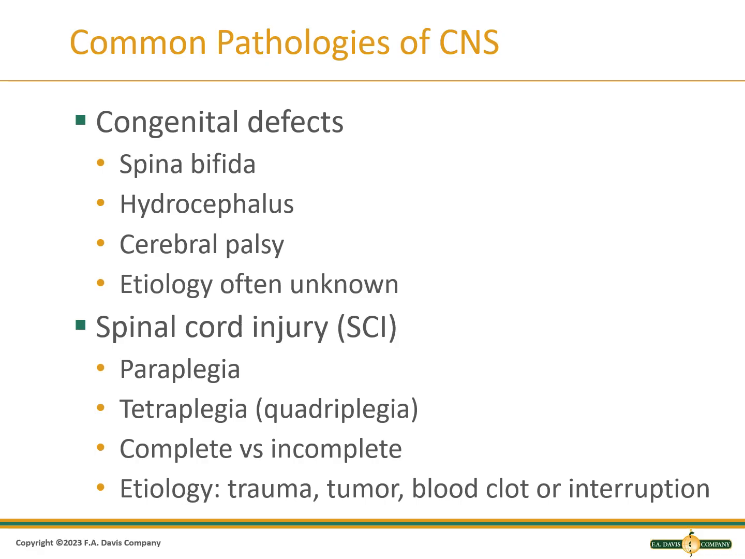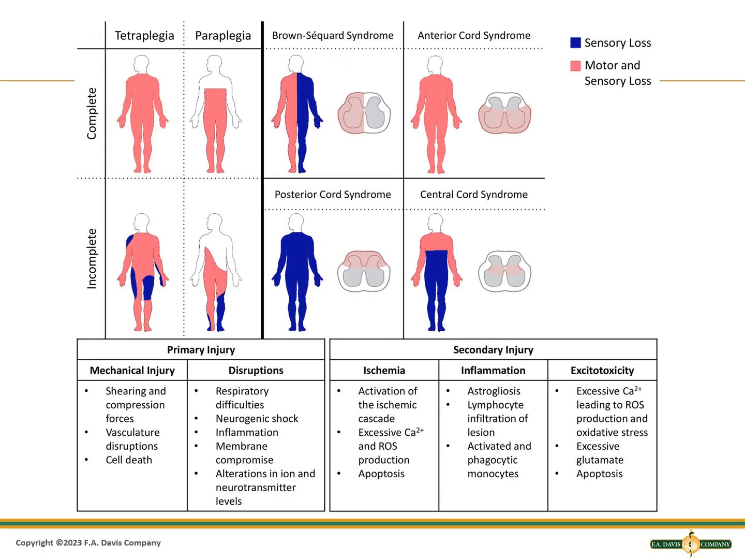Spinal cord injury is an acquired injury that can cause different presentations, such as paraplegia, which involves the trunk and legs, and tetraplegia, which involves the trunk, legs, and arms. Presentations are going to vary depending on the location of the injury and whether it was complete or incomplete. And spinal cord injuries are most often caused by trauma, but they can also be a result of tumor or blood clots.